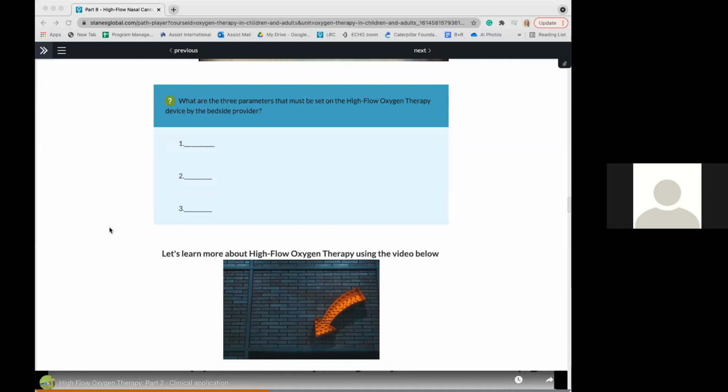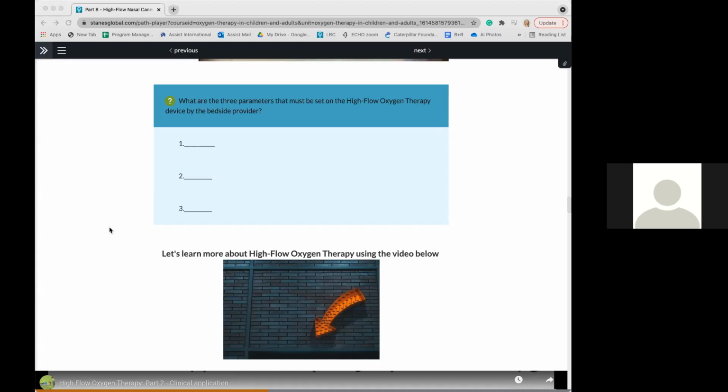And then the last one is your temperature. Remember, you need to humidify. Humidification is an important part of this process. And so you will need to regulate the temperature of the distilled water that you are using to humidify the air that you are giving the patient. And so you regulate that temperature. Most clinicians would prefer to start at 36 or 37 degrees Celsius, consistent with the body temperature.